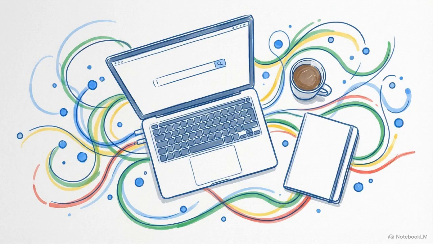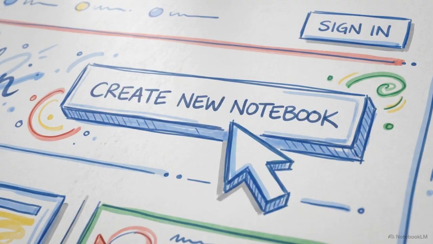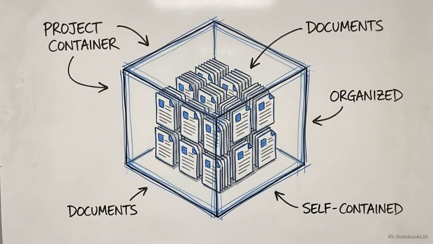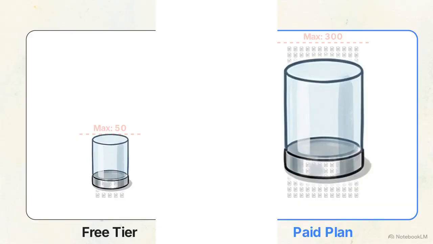Search for NotebookLM in your browser, sign in with your Google account, and click the Create New Notebook button on the main dashboard. Think of a notebook as a dedicated container for a specific project. This visualization shows the upload limits based on your account. On the free tier, you can upload up to 50 individual sources per notebook. If you have the paid plan, that capacity expands to 300 sources.